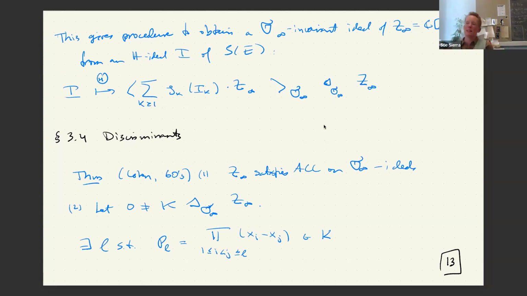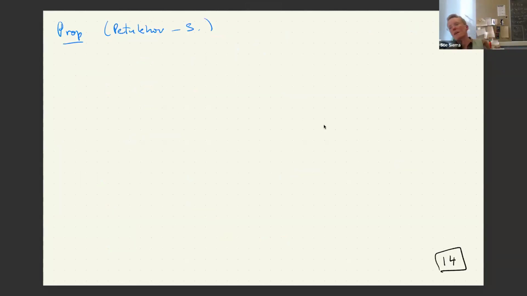So let's recap, right? I wanted to understand two-sided ideals in U of LG. I've reduced it to a simpler problem, which is worrying about H ideals of S of E. And from an H ideal of S of E, there's this procedure theta that gives me an ideal of Laurent polynomials in infinitely many variables that is invariant under the action of the infinite symmetric group. And such ideals have a very nice and very well understood structure. So what does that very nice, well understood structure on symmetrically invariant ideals of Z infinity tell us about H ideals of S of E?